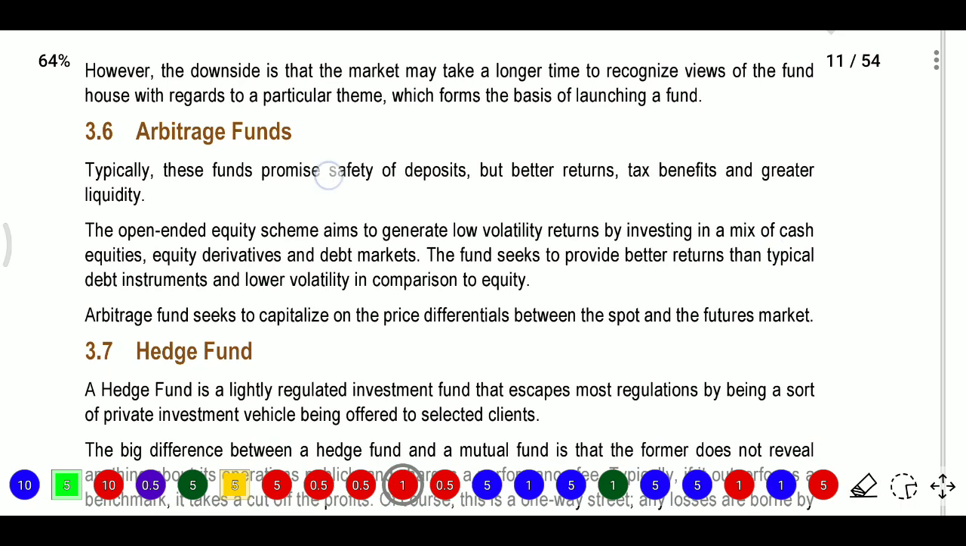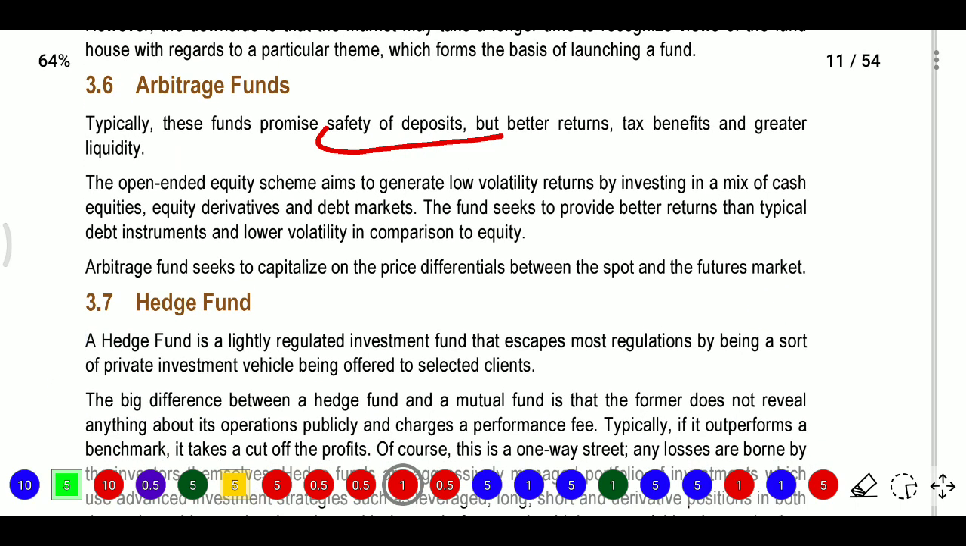Arbitrage fund promises safety of deposit, but with better returns, tax benefits and greater liquidity. So what they promise is, one, safety of your deposit, and they promise you will get better returns, enjoy the tax benefit, and greater liquidity will be provided. Here, open-ended equity schemes aim to generate low volatility returns. Equity always has more risk, but they ensure low volatility returns by investing in a mix of cash equities, equity derivatives and the debt market. So they divide the amounts into equity, derivatives and cash market, and provide liquidity also. The fund seeks to provide better returns than typical debt instruments and lower volatility in comparison to equity.